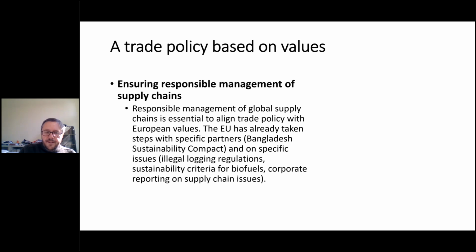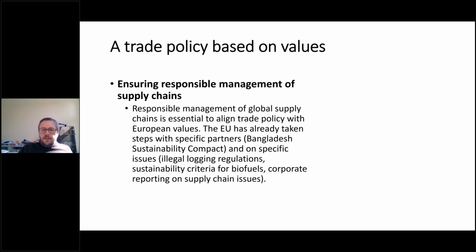And that's the whole idea that the producers in every step of the production process have to make sure that they comply with a set of environmental and social norms. And the EU has currently quite a few specific actions or regulations in place which try to do that.